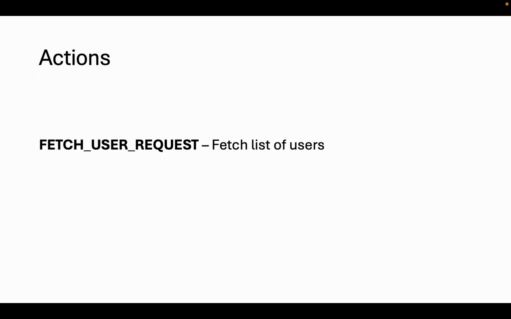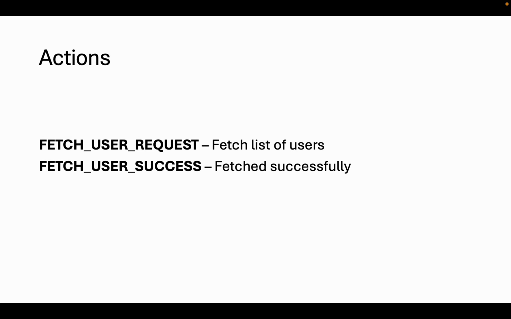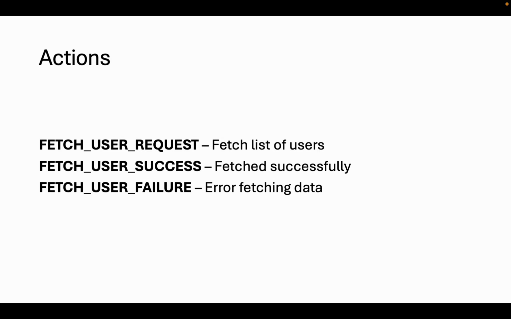Similarly, for our actions, we will have multiple actions. First of all, we will have the fetch users request action, that will let us start fetching users from the API endpoint. Once the fetch is successful, there will be an action for when our call to the API endpoint is successful. And lastly, there is a failure, fetch users failure, for when fetching data fails. Okay, so these will be our actions.